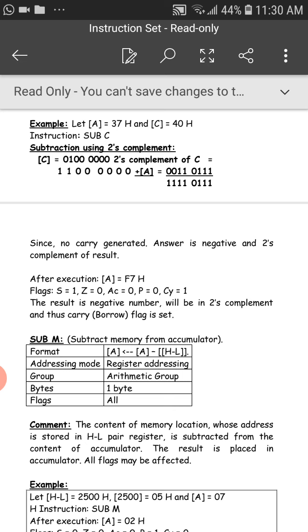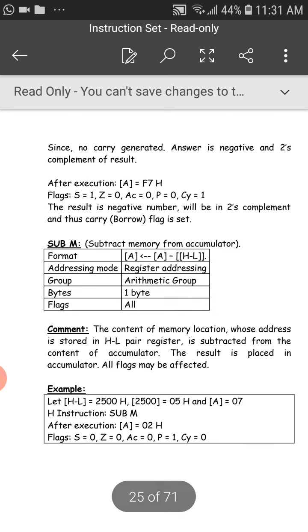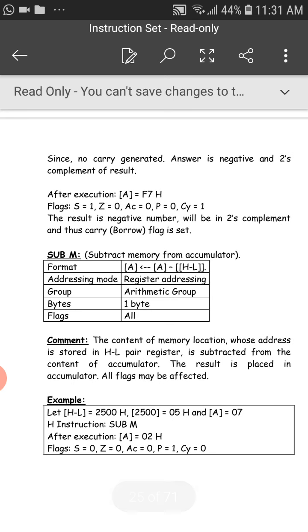So since no carry is generated, the answer is negative and in 2's complement form. So we will take the 2's complement of the result. So after execution A is equal to F7H and flags are affected according to the result. The result is a negative number in 2's complement, and the carry flag, that is the borrow flag, is set. The carry flag is set because the result is negative, so that's why.